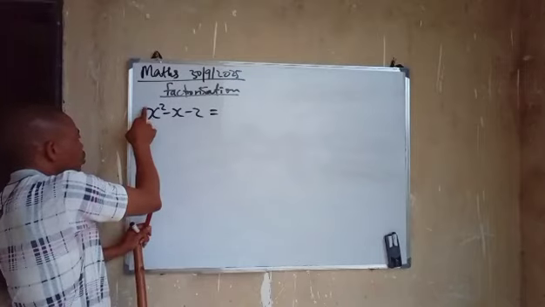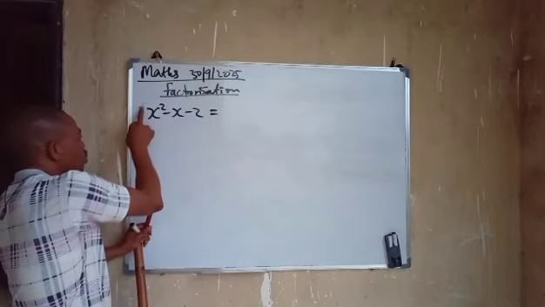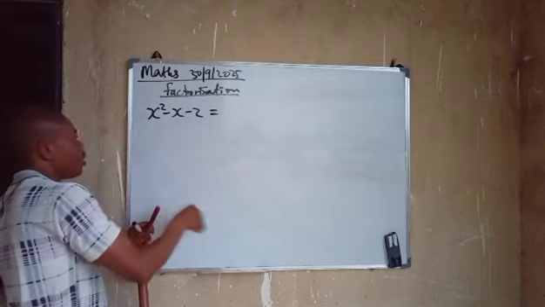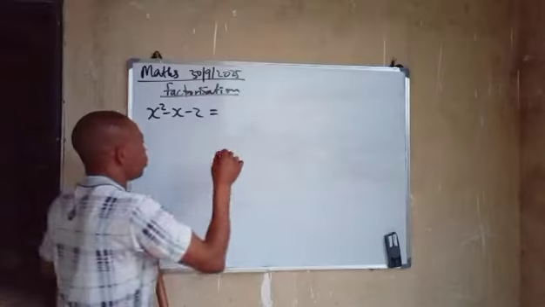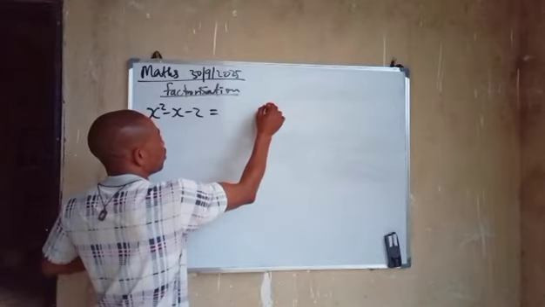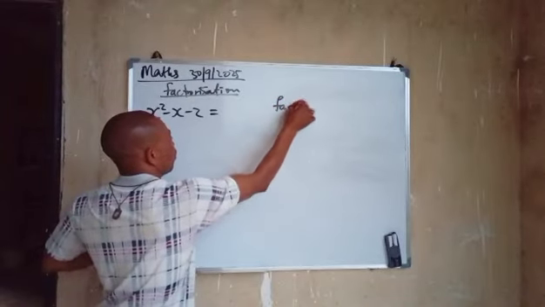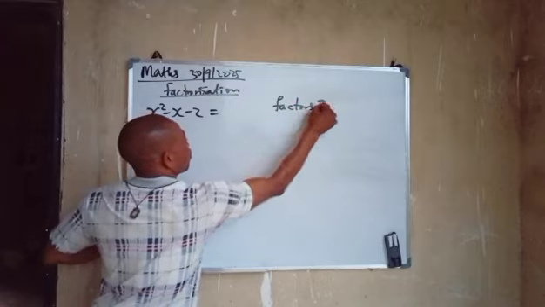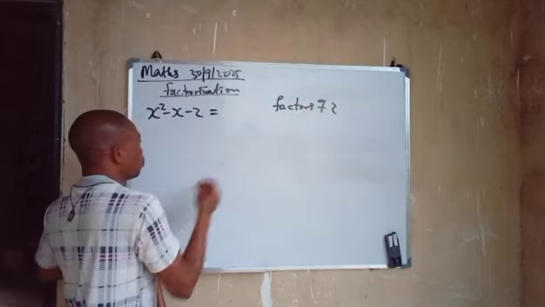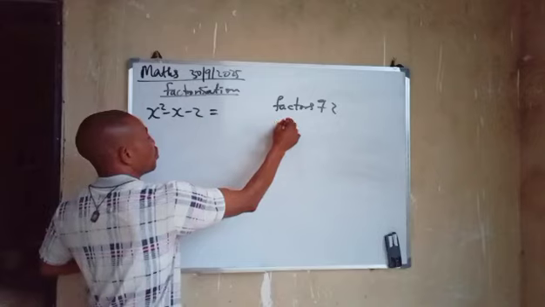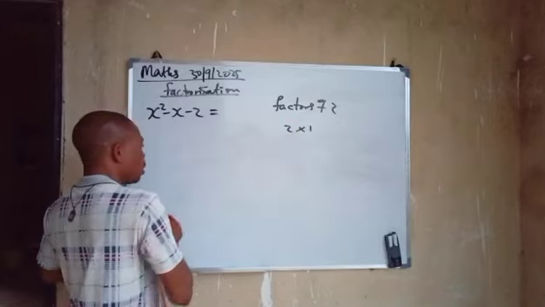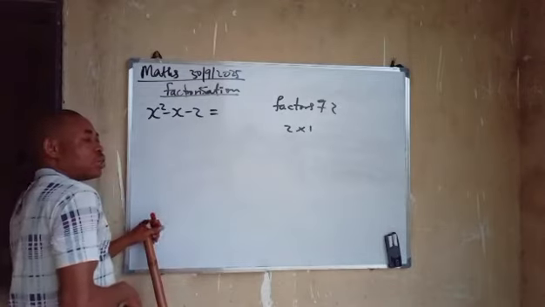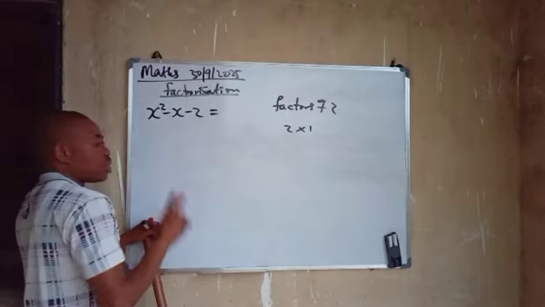Then here we notice that there is no number greater than 1 here. We now look for the factors of this constant or last term. We now have the factors of 2. We have 2 times 1. There are only 2 factors.